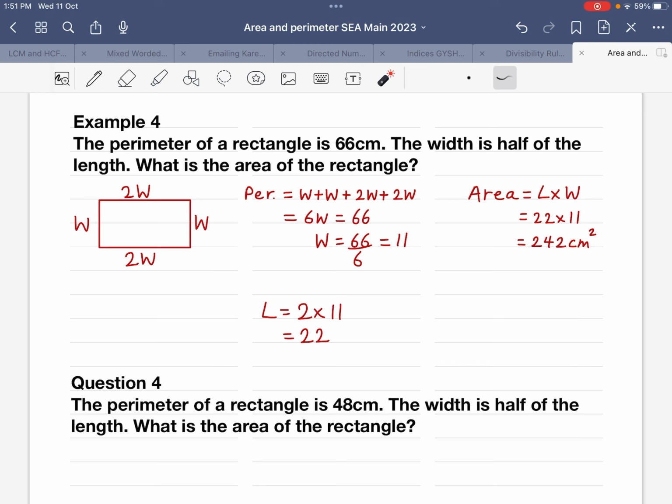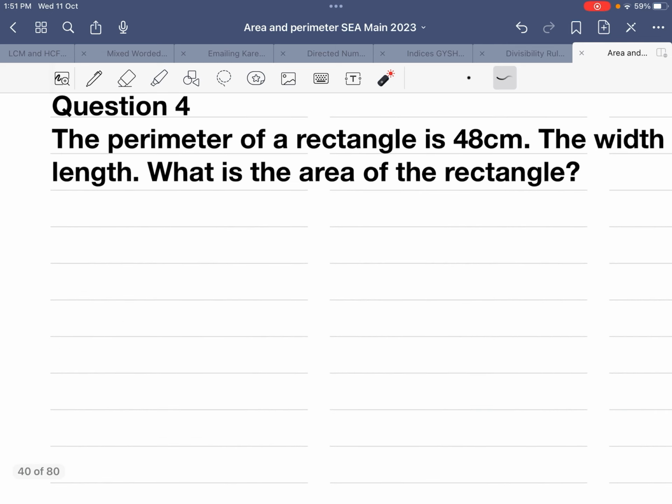Okay, let's begin. Question 4. The perimeter of a rectangle is 48 centimeters. The width is half of the length. So we see that we have the same ratio of the side. What is the area of the rectangle? So we can do the same thing. We can make a sketch.